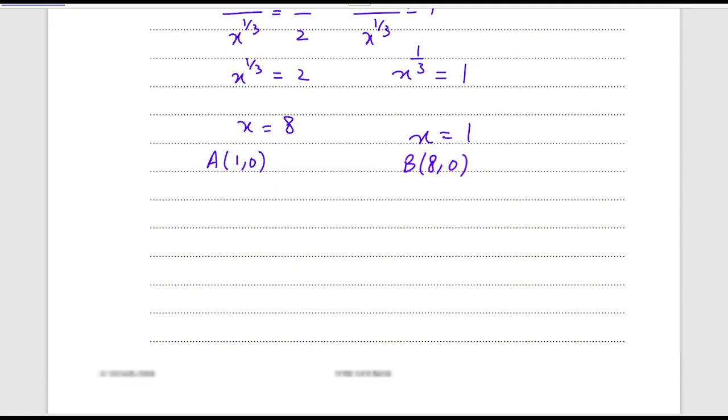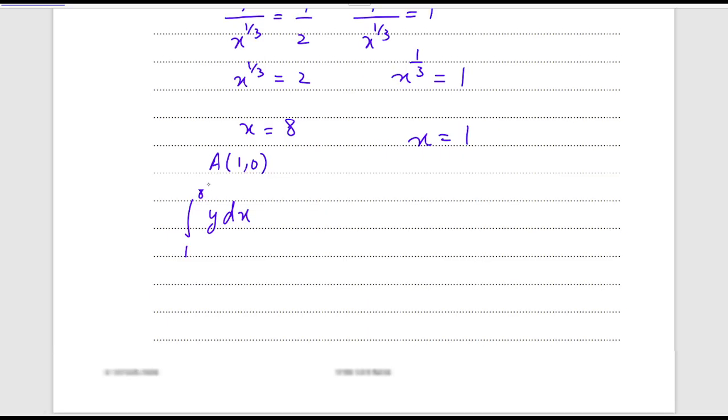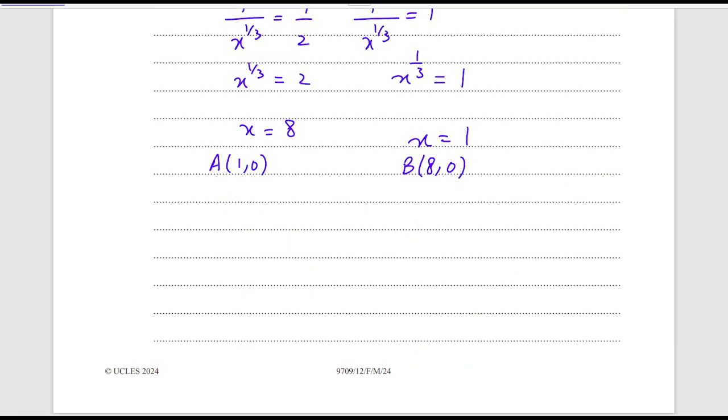Now for the area, first integrate the given curve from 1 to 8, integral 1 to 8 of y dx. Because the curve is below the x-axis, the answer of the definite integral will be negative. So integrating the given curve from 1 to 8, integral 1 to 8 of y dx is equal to the integral 1 to 8, substituting the value of y, which is the given curve, 2x raised to the power minus 2 over 3 minus 3x raised to the power minus 1 over 3 plus 1 dx.